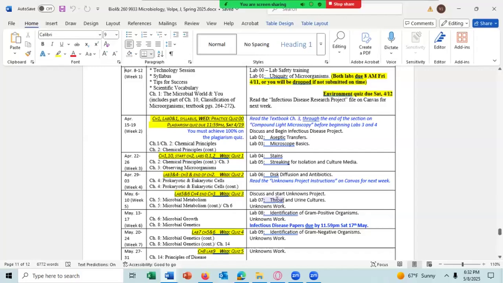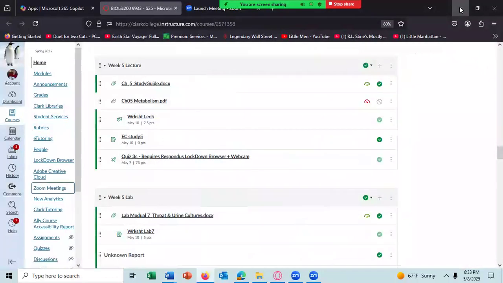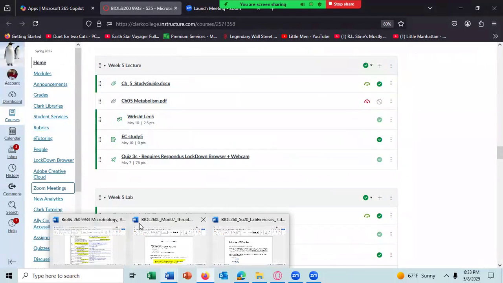So lab 7, throat and urine cultures. Actually, I think I'll close that down because my computer's a little slow at the moment. And it's still working on the lecture file. That's why it's slow.